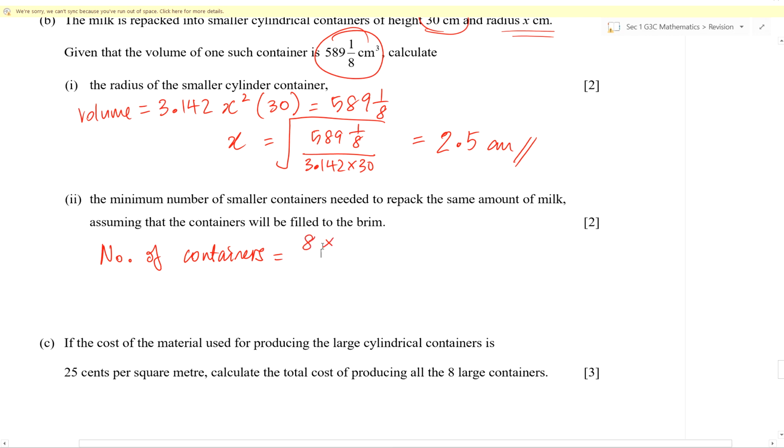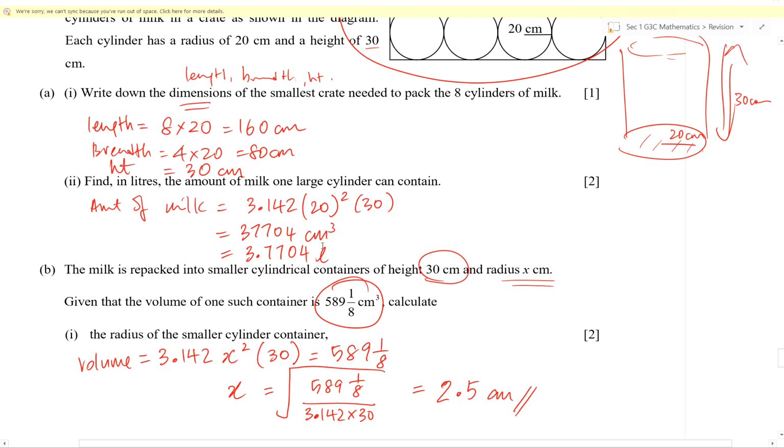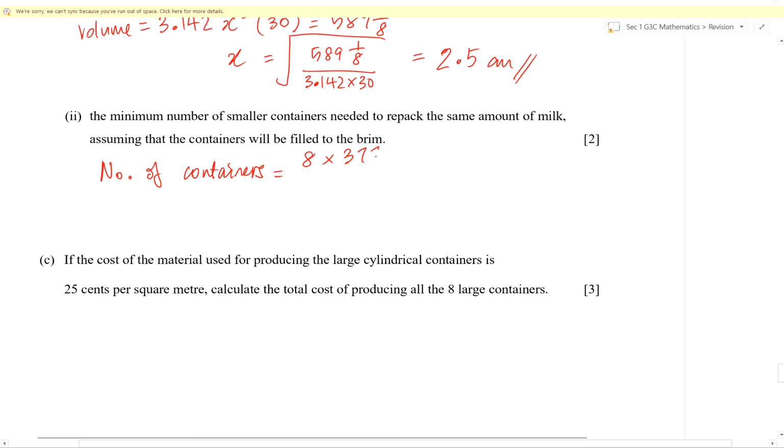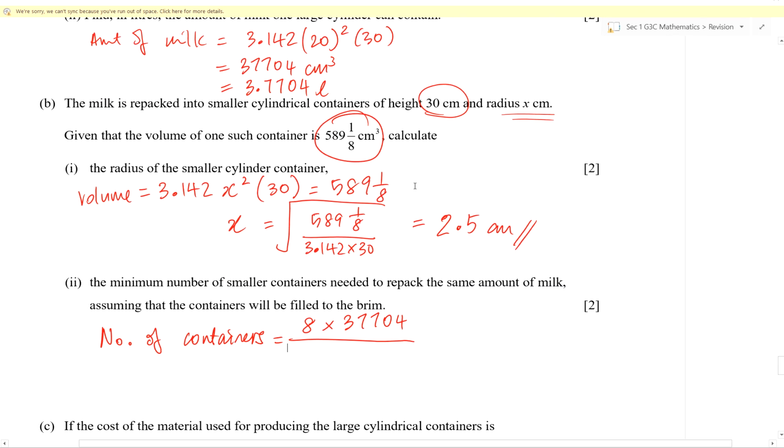Did we find the volume of one big container? 37704. We're going to use the cubic centimeter version. 37704 divided by the volume for one tiny container. That was given to be 589 and 1/8.